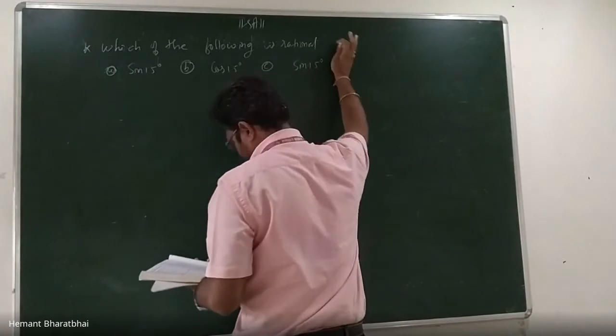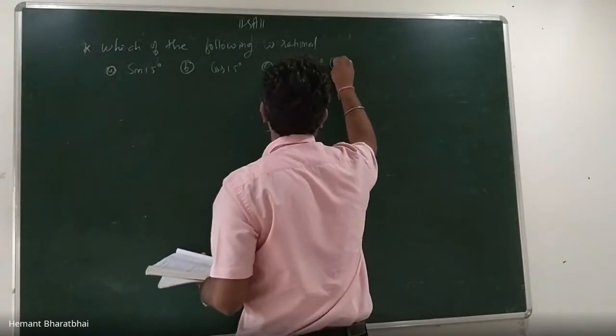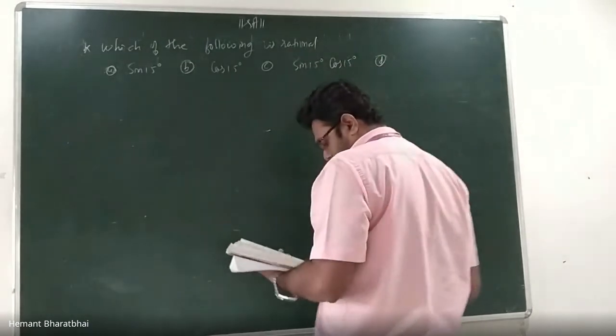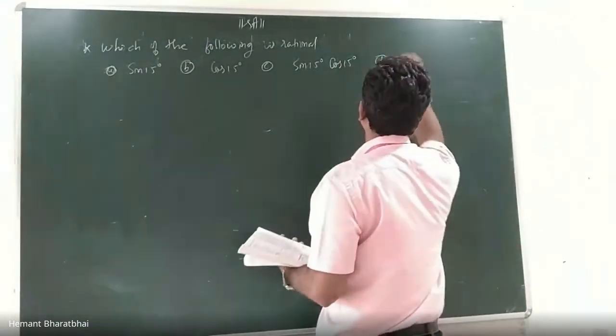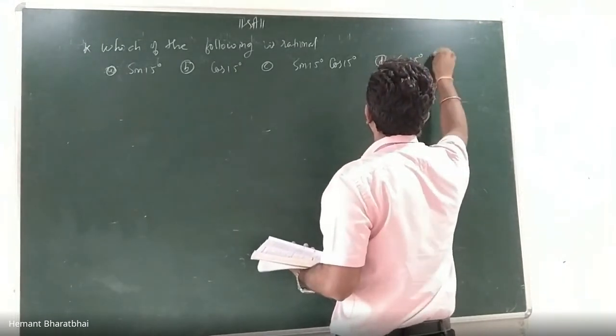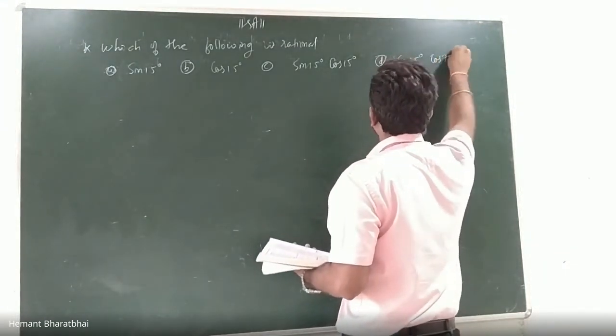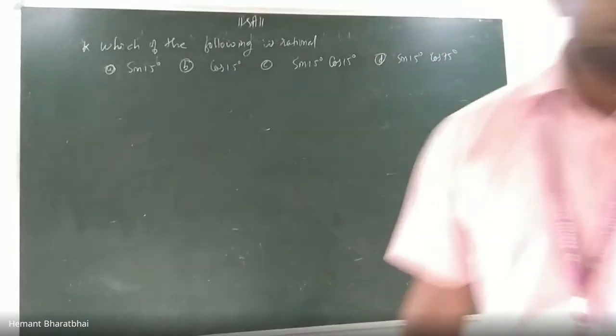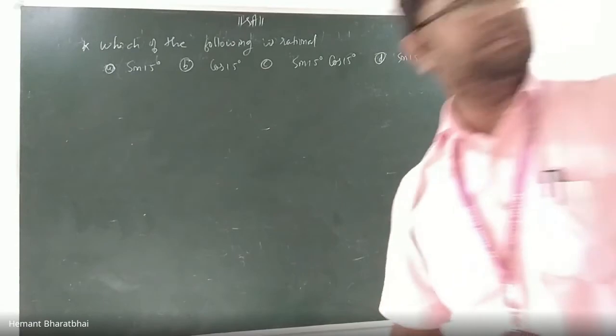Option C is sine of 15 degree into cos of 15 degree. And option D is sine of 15 degree into cos of 75 degree. So which of them is a rational number?